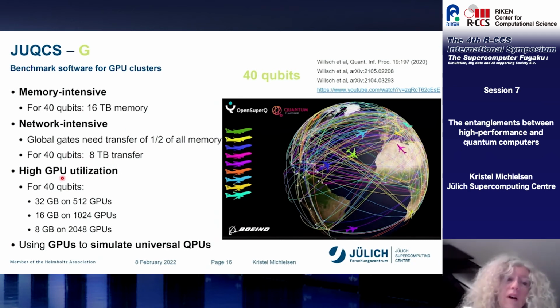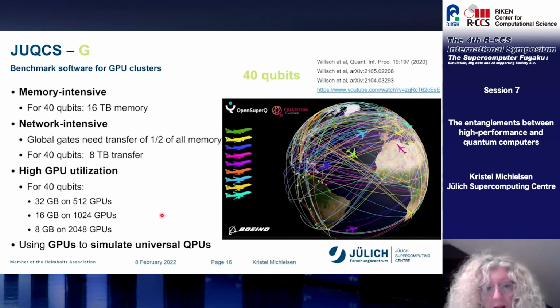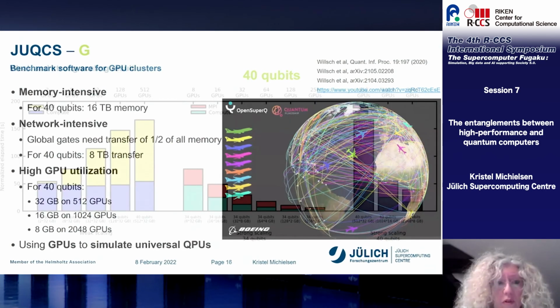And we have high GPU utilization, which I have indicated here. We used up to 2048 GPUs. In this case, as I already mentioned, we use the GPUs to simulate universal QPUs. But from these numbers, you see that it's also a very good test of a GPU cluster.